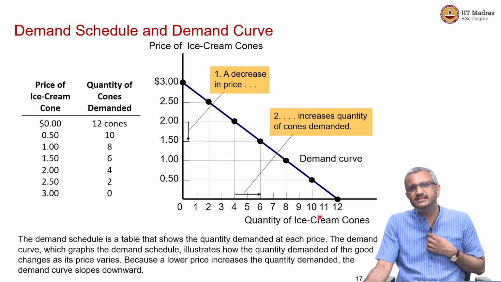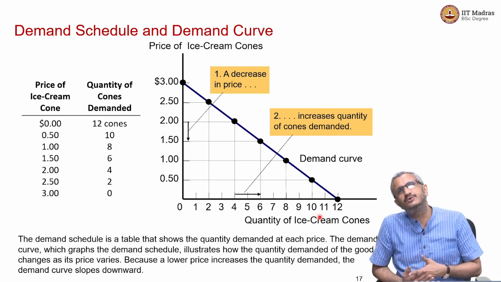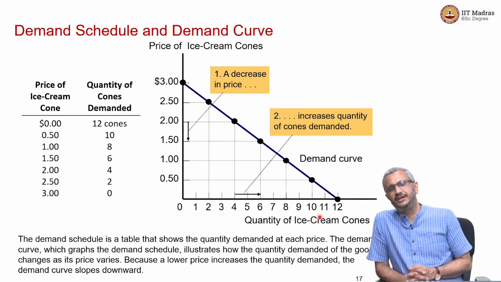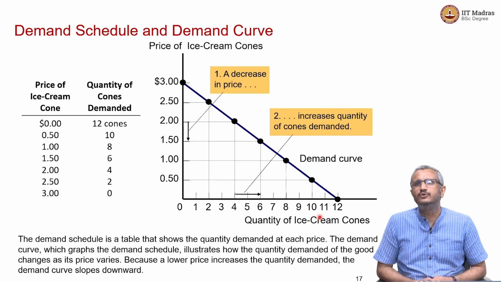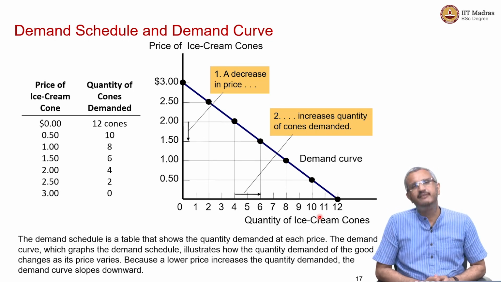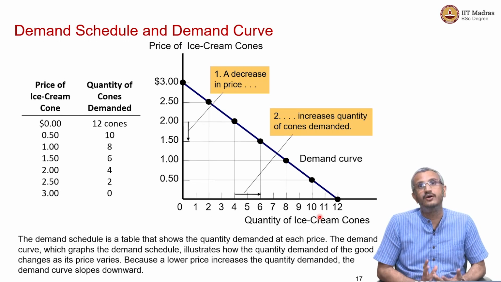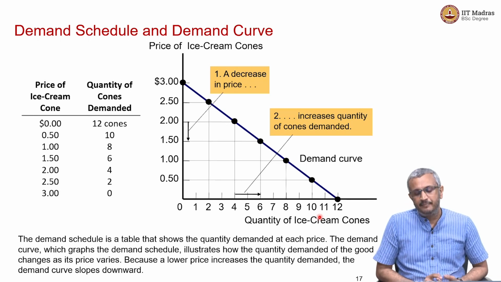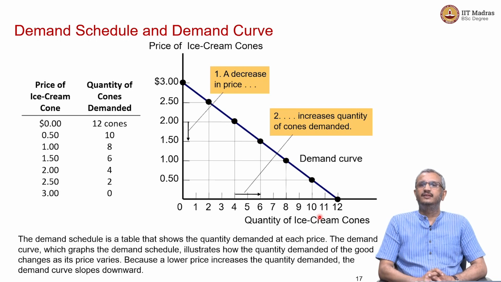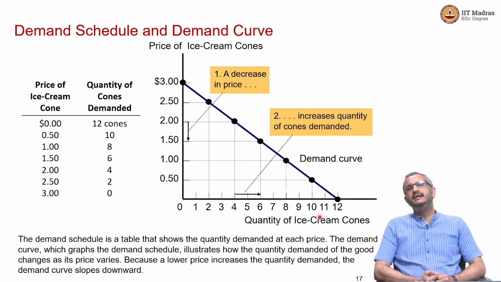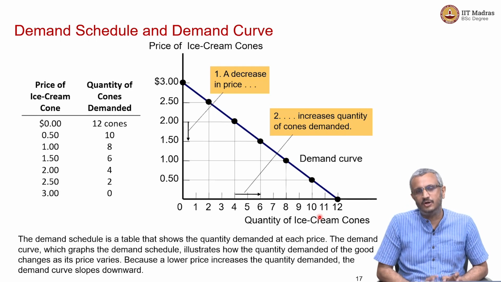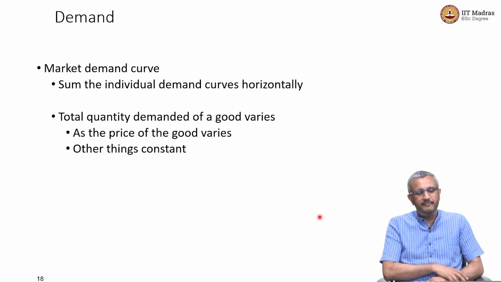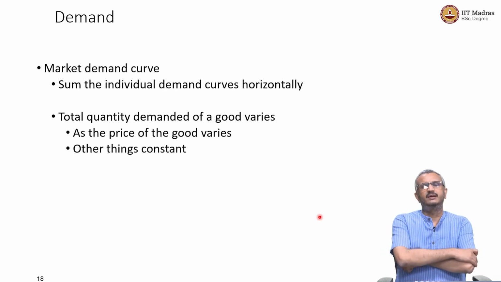So a demand schedule is a table that shows the quantity demanded at each price, and a demand curve is a graph of the demand schedule. It illustrates how the quantity demanded of a good changes when its price varies, and that's very important for us, and that's all data and how we use data. So the lower the price, the higher the quantity demanded, and that is why the demand curve will always slope downward. Now there could be exceptions, which we will come to in a minute, but generally this is the shape of the demand curve.